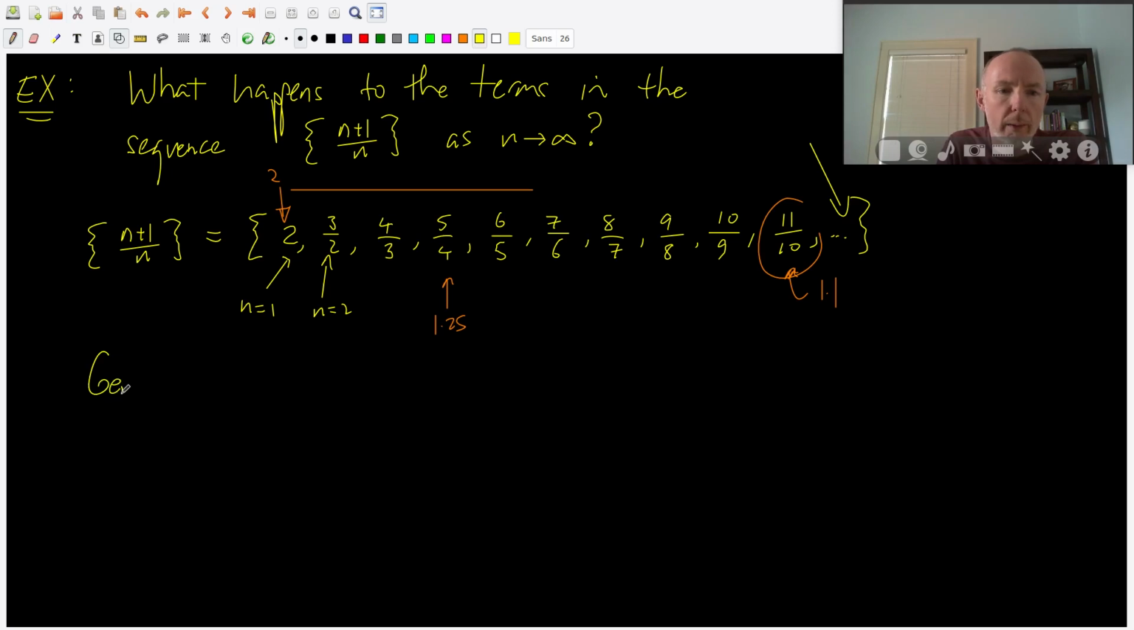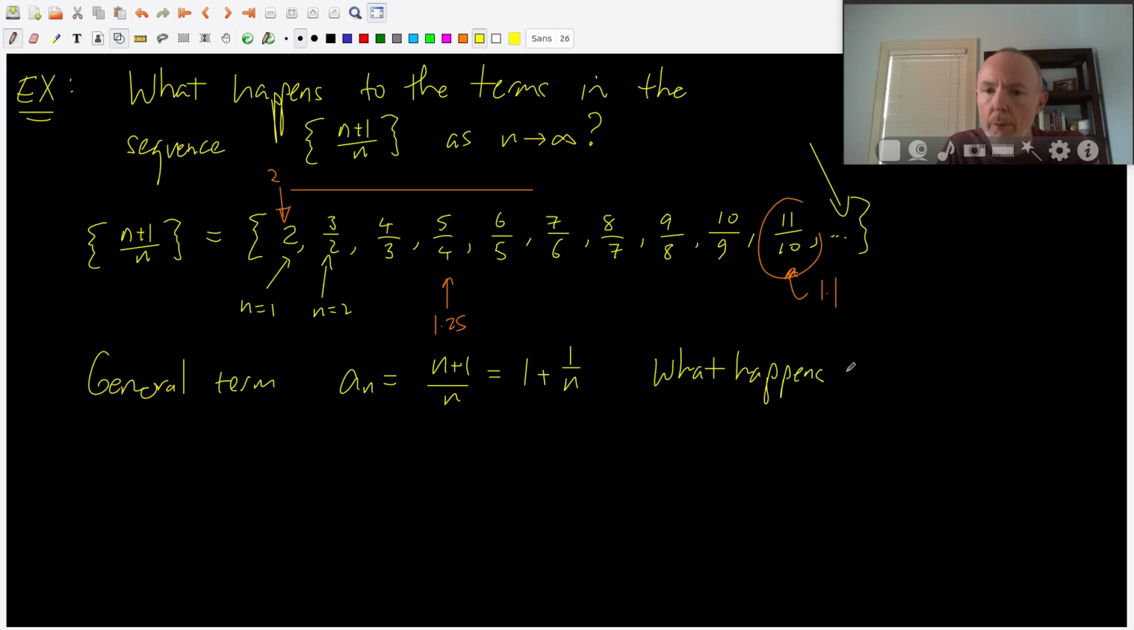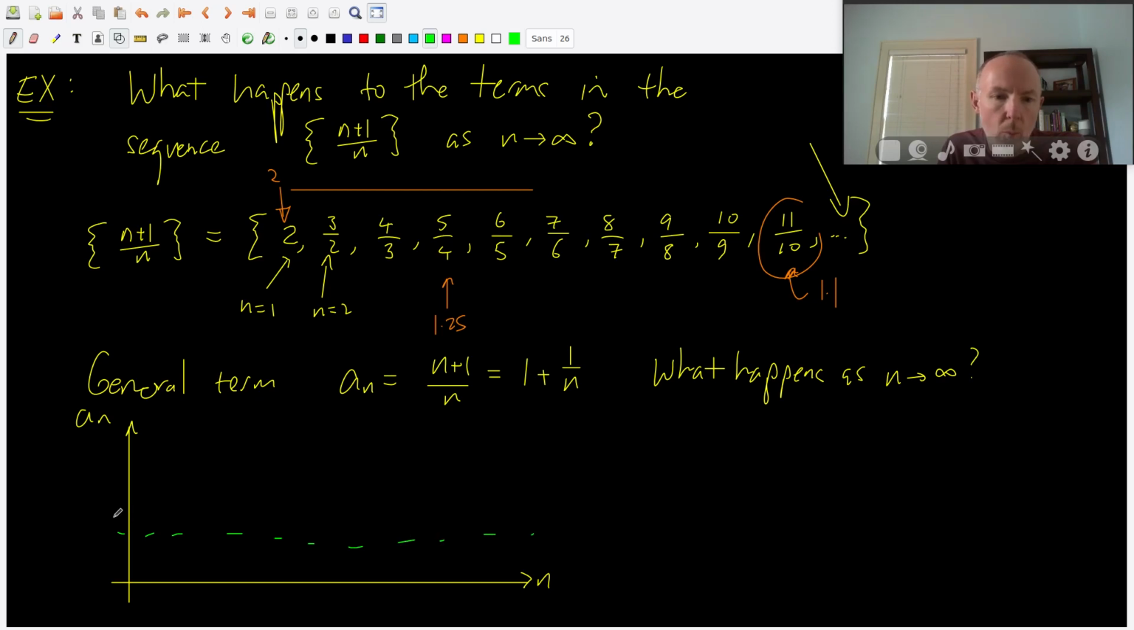So if we look at the general term here, it's literally, we can just read it off, right? It's n plus 1 over n. And you've probably already seen it, that I can rearrange it like that. So what happens as n goes to infinity? Well, what happens to 1 over n as n goes to infinity? Well, we can plot these things. We know every single one of them is bigger than 1. So suppose this is the line 1.